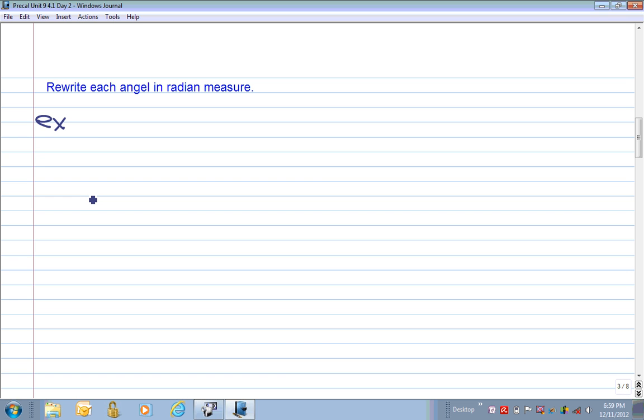So let's start with our example: 150 degrees, and we want to write it in radian measure. Well, if you remember from our unit circle, remember this is 180, and if we're rewriting it in radian measure, 180 is the same as pi. And 150, be careful, remember we have 30, 45, 60, 90, and then back 30 would have been at 150. So we know that that's a 30-degree angle.